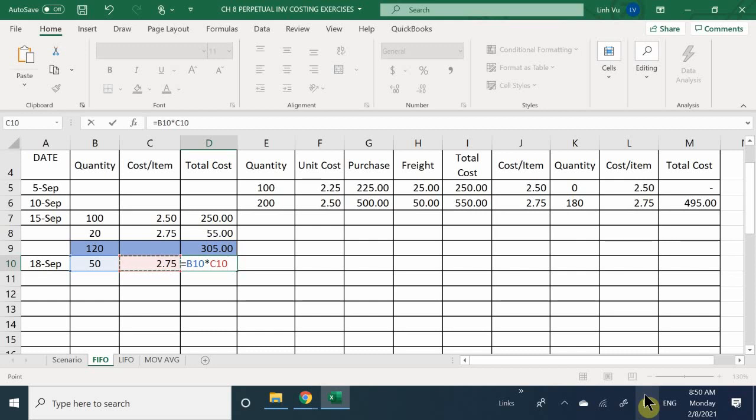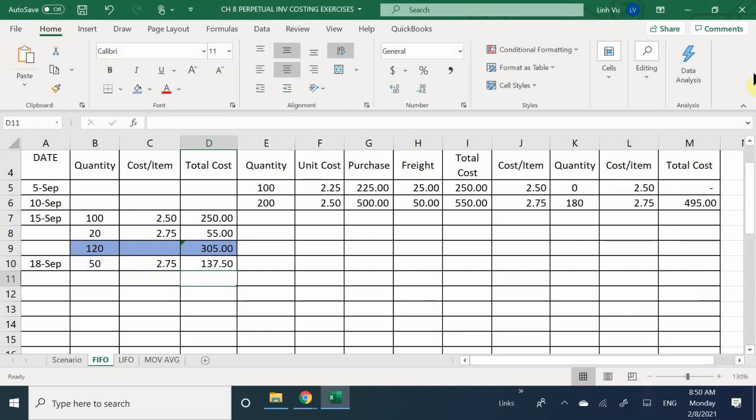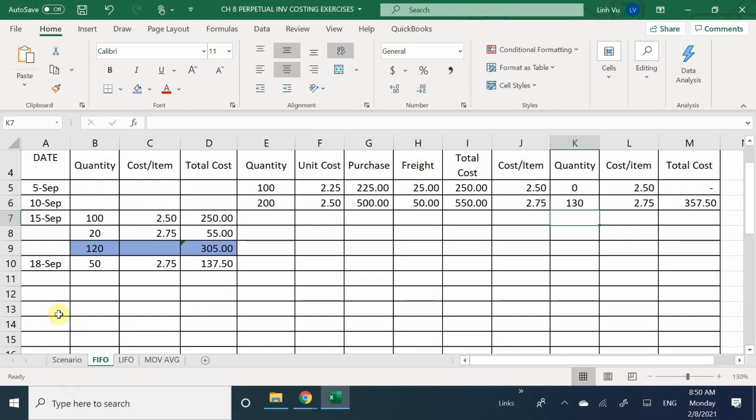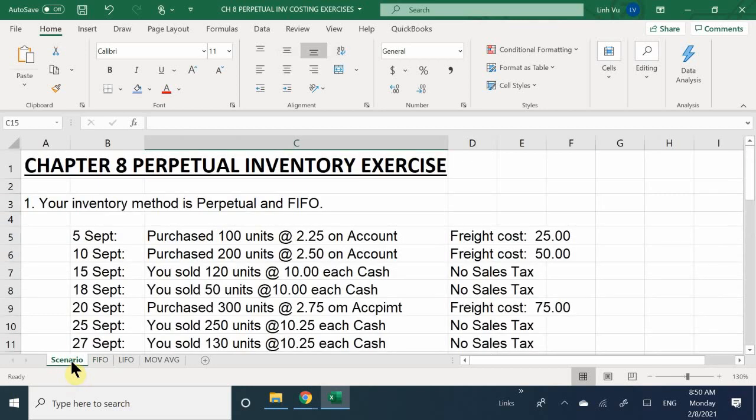Okay, so what is my total cost of goods sold here? 137.5. And again, what is this? 180. 180 minus 50 gives me a total of 130 left, which should have a remaining value of 357.50. Good. What's next here?